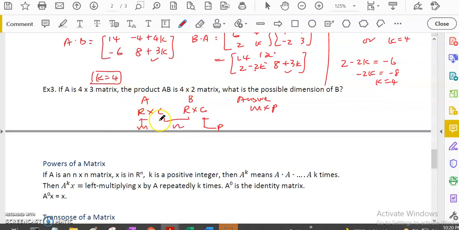So we have 4 times 3. And then this is 4 times 2. So that means B would be times 2. And then what about the row? The row is the same as the column, so it's 3 times 2.